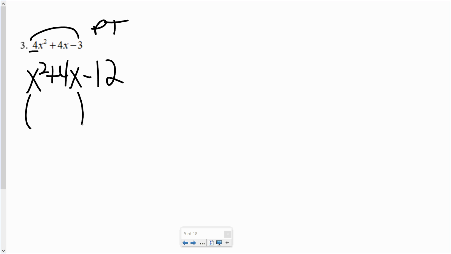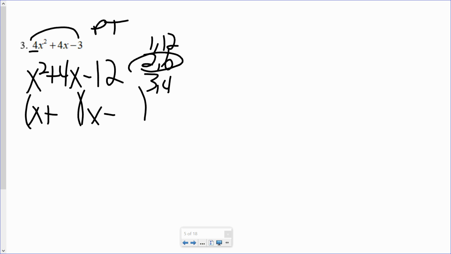Nothing is different. At this point, I factor the trinomial normally. X and X, first sign comes down. Positive and a negative is a negative. What multiplies to 12 and subtracts to 4? 6 and 2. Pay the toll.